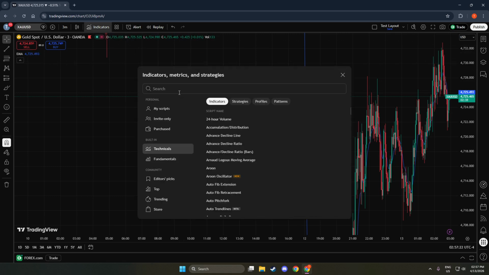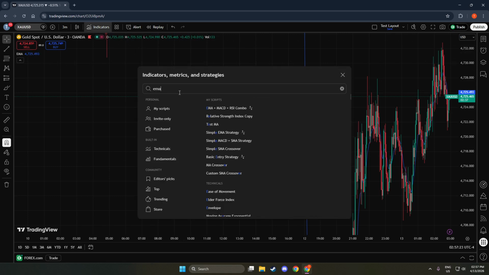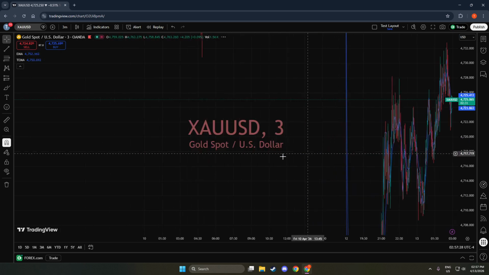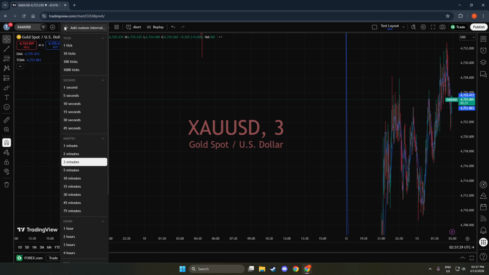The EMA guides you on whether to favor longs or shorts. The RSI helps you read momentum. Are pushes getting stronger or fading? Volume confirms participation, so you can distinguish a real move from a weak drift. Use the default settings or your preferred parameters. Consistency is more important than the exact number.